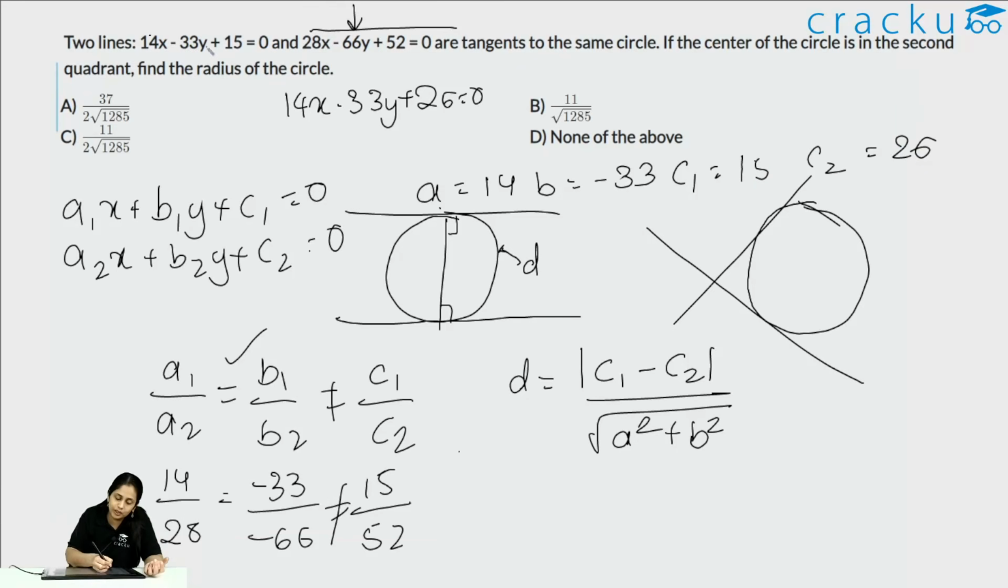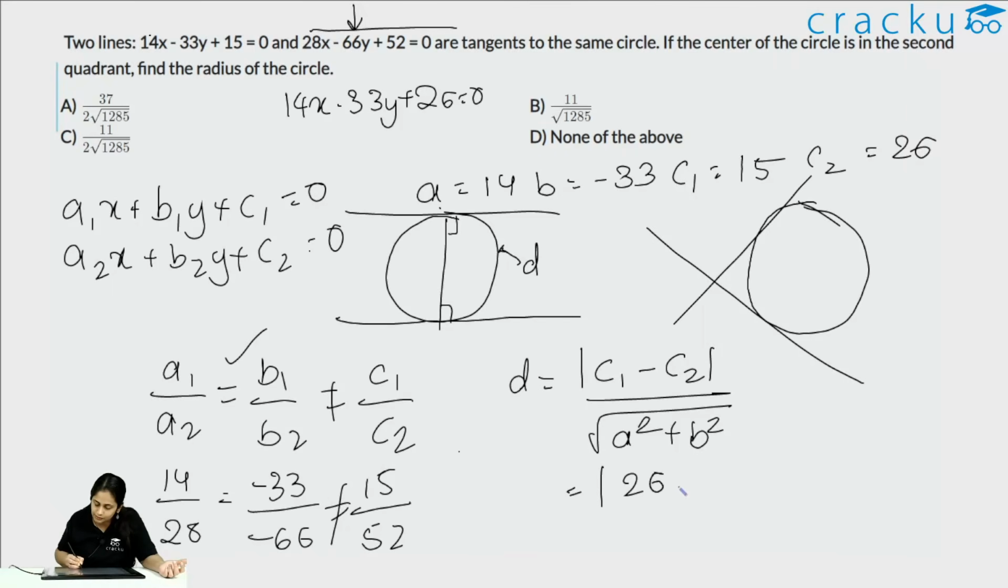You can't directly use this plus 52 over here because essentially this is the same equation of the line multiplied by 2. So the line doesn't change if you multiply by 2, 3 or whatever. So you have to actually reduce it to the lowest form, and then use it so that if this is 14 and minus 33, this should also be 14 and minus 33. So in that case, this is 14, this is minus 33, this is 15 and this is 26.